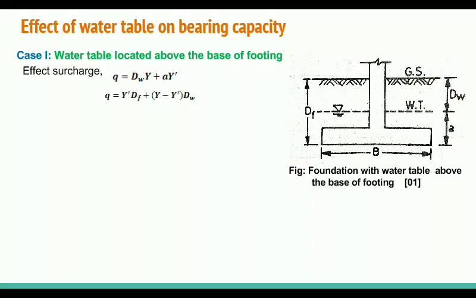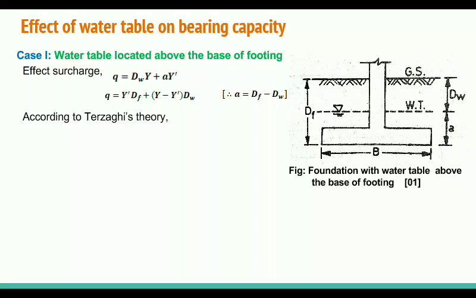Now we can put the value of A is equal to dF minus dW. I told you dF is equal to dW plus A, and you can understand this from the figure. By putting A is equal to dF minus dW, this result will come: Q is equal to gamma dash into dF plus gamma minus gamma dash into dW.